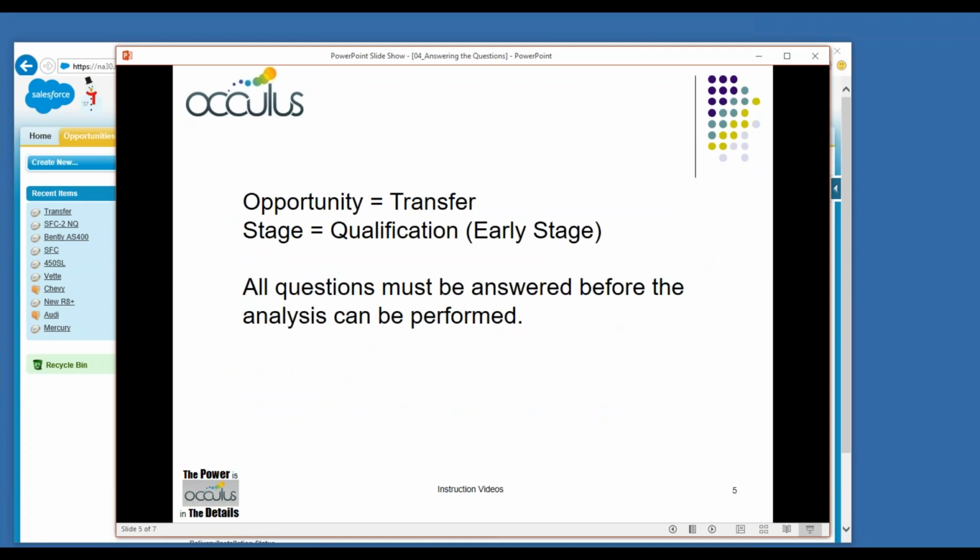It's an early stage opportunity. So because it's early stage, the expectation is that there will be a lot of information that we don't know. So we should see a lot of uncertain answers. And just to clarify, all questions must be answered before you can run the analysis.